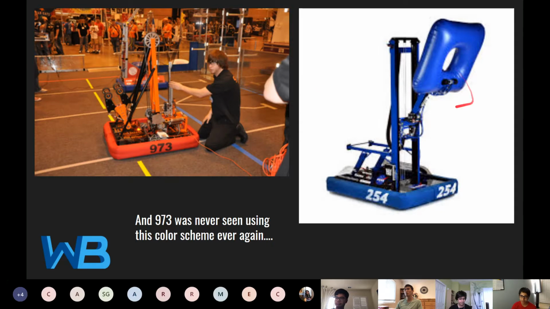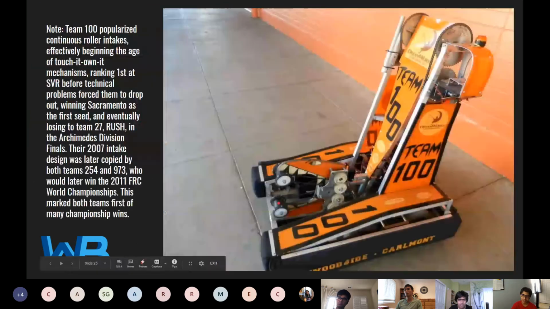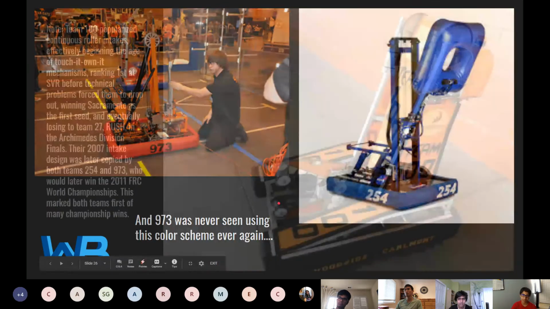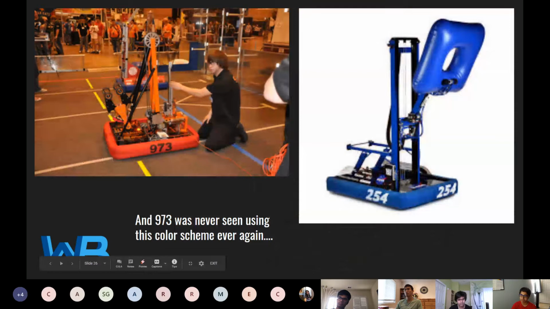And even better, you can also improve on them. You might note that while 973 pretty much copied directly from 1678's design, they did add pneumatics here to clasp. And 254 reinvented it. They used the same basic design, but changed it functionally a lot. So steal from the best, invent the rest. The second bit is pretty important too.